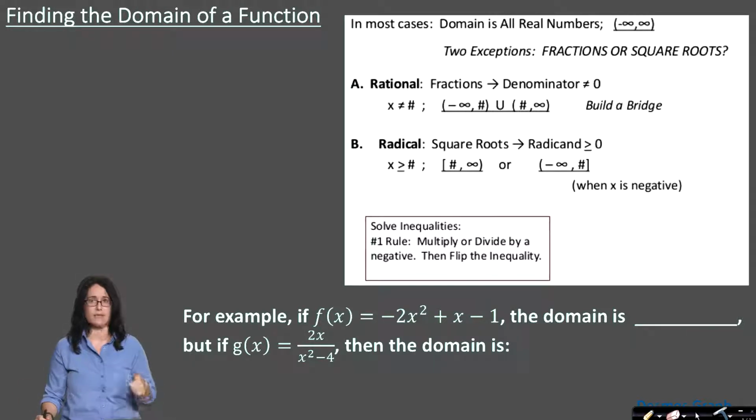The first one is a fraction. We call those rational expressions or rational functions. Now, whenever you have a fraction, there's one rule that you have to follow, and that is there's a certain number you can never divide by. Do you remember what that number is?